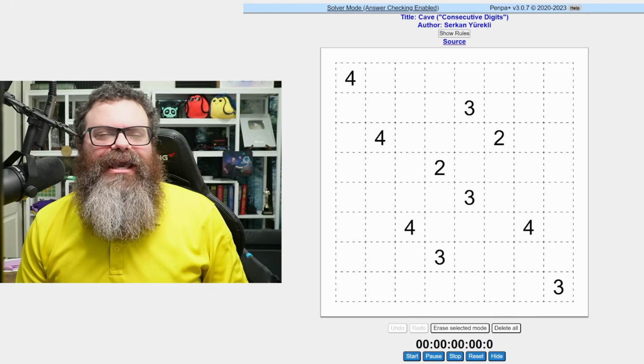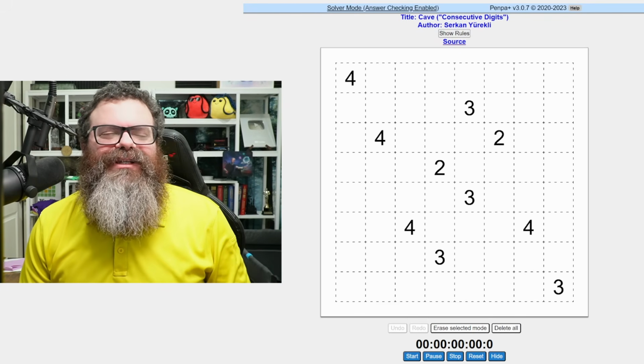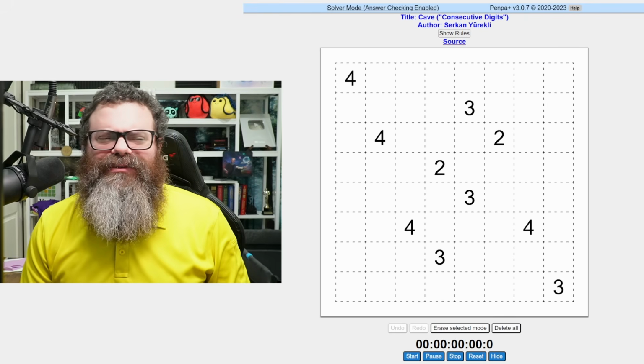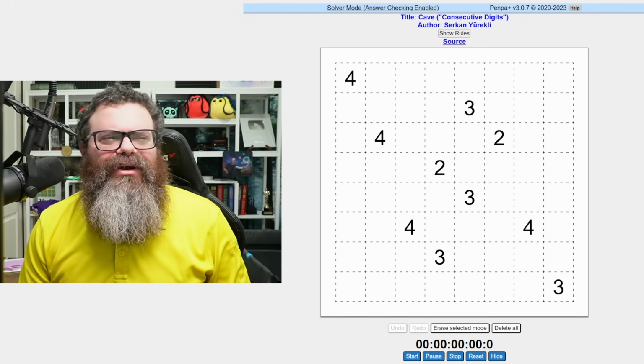Hello, let's solve a cave puzzle. This one's called Consecutive Digits. It's by Serkan Yürekli. I sourced this from GM Puzzles. There's a link in the description. So, how do we play a cave?